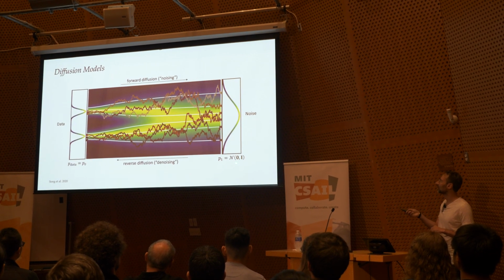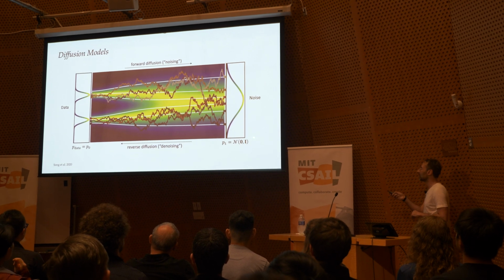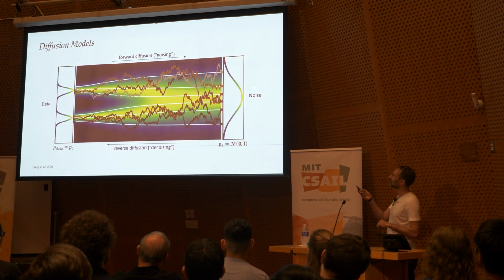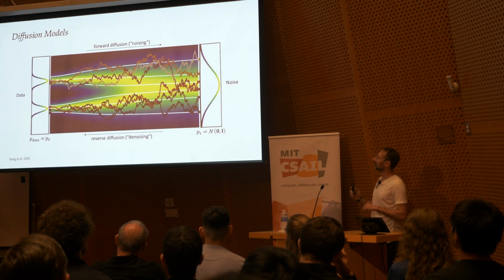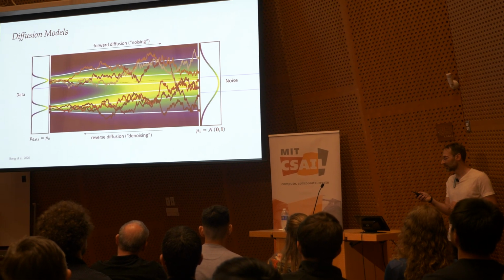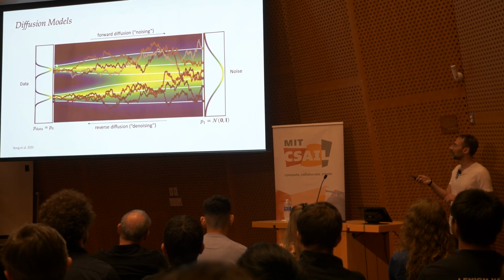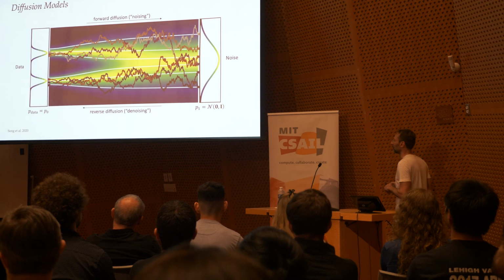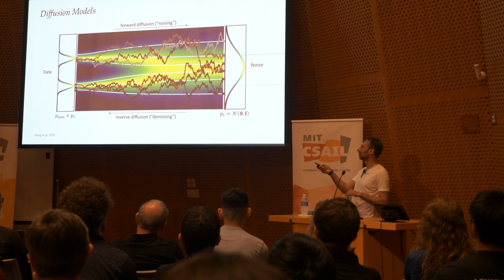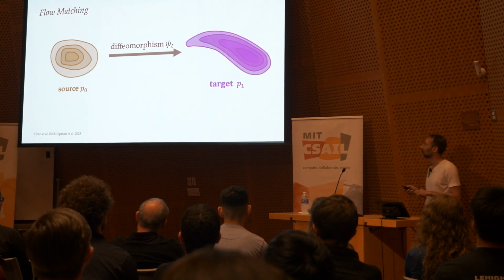So you start basically with a Gaussian distribution, and you sample a point and you go back. You reverse the diffusion process, and what you get is some sample from the data distribution. You can run this process multiple times. You will get different samples.